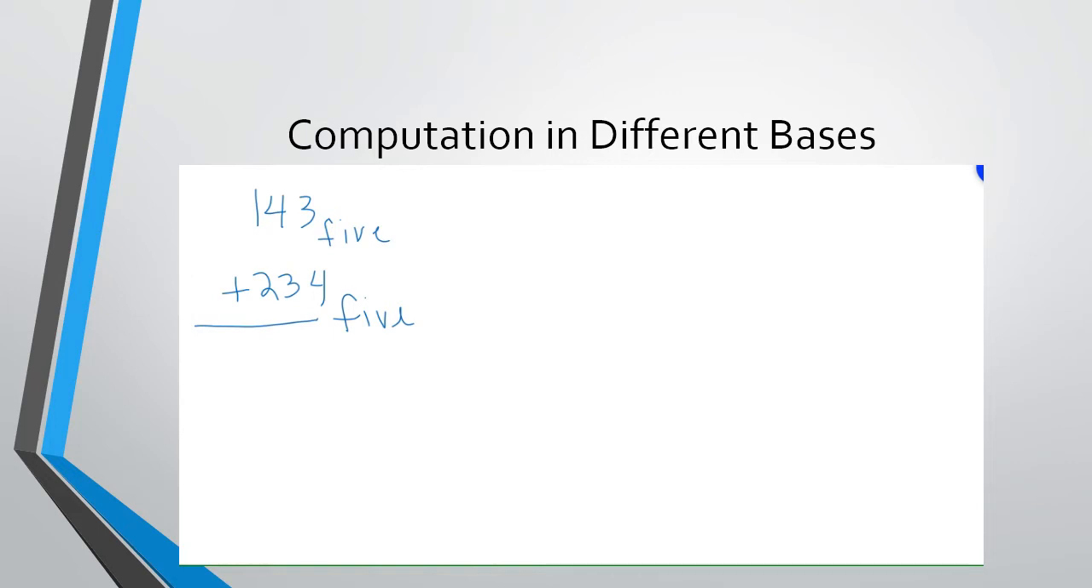Okay, so we're going to add 143 base 5 plus 234 base 5. So again, I want a place value chart. I think that's really helpful. So instead of hundreds, tens, and ones, I have 25s, 5s, and 1s. So I have for my first number 1 mat, 4 strips, 3 units. The second number has 2 mats, 3 strips, 4 units.